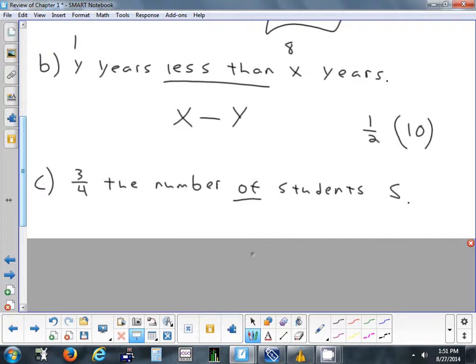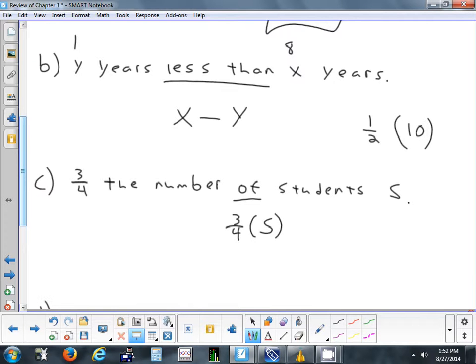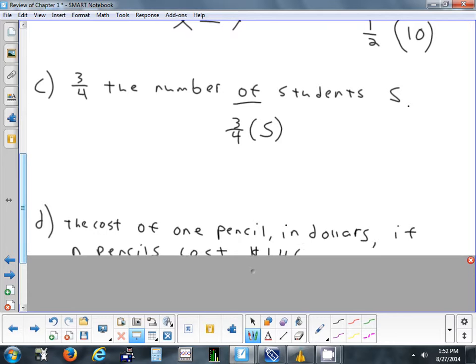Of means multiply. Okay? So in this case, it's 3/4 of, which means multiply, s. So 3/4 times what? Times s. Yeah, s is another letter. You've got to be careful because it can look like a 5. Okay, that's my s. That's my 5. So of, make sure you know that. Write that down. Of means multiply. Okay, and I think that's good.